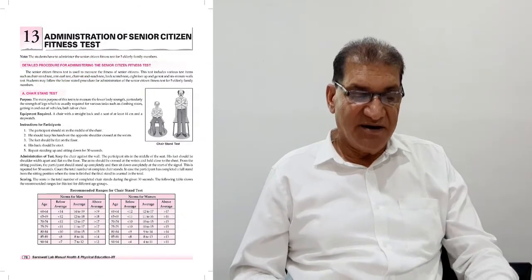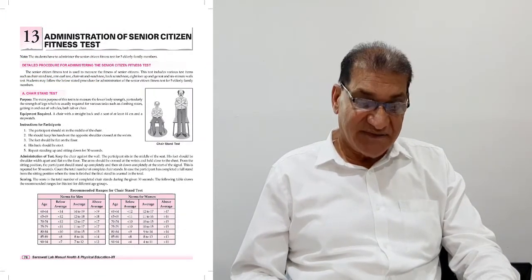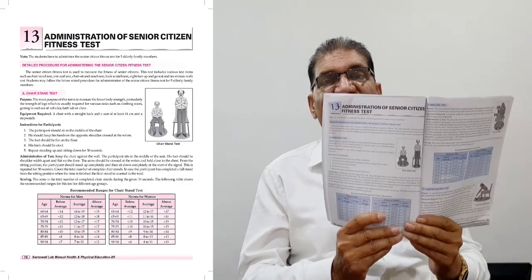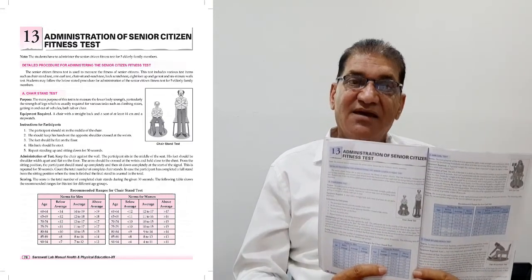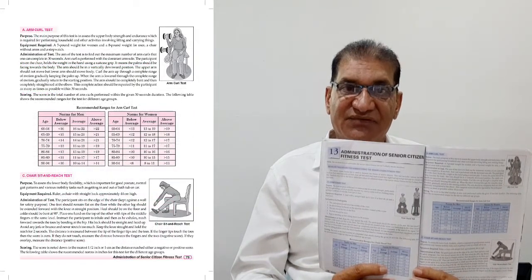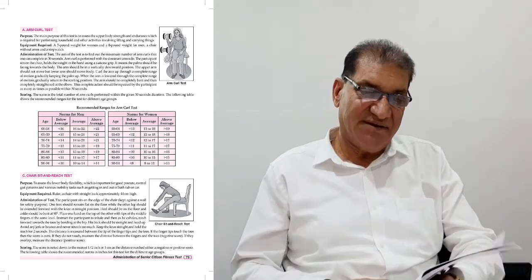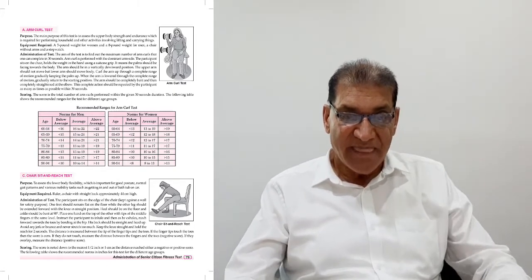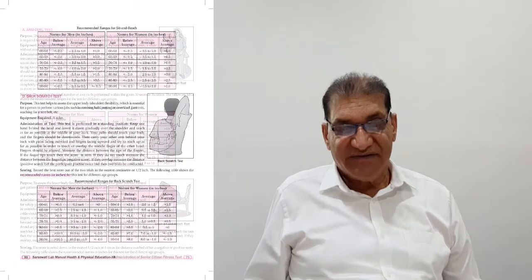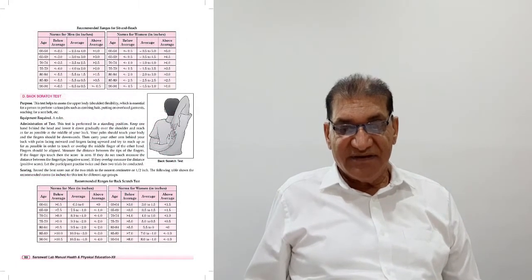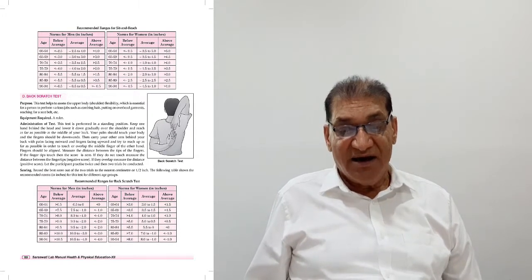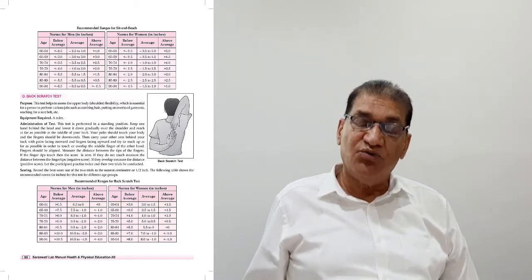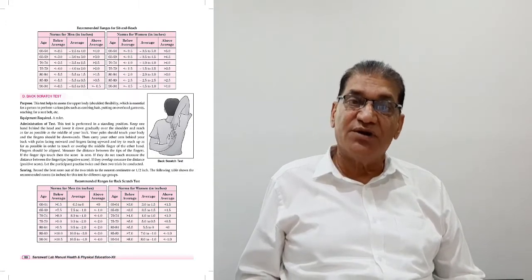Next topic under the record file for 12th class is administration of senior citizen fitness test. Actually, this is the Rikli and Jones physical fitness test. In this test, various sub-items are included, such as chair stand test, arm curl test, sit and reach test, 6-minute walk test, etc. These are explained in our book in detail. I mean to say that the purpose of the test and equipment required, administration, how do you administer these tests, and what is the scoring of these tests.